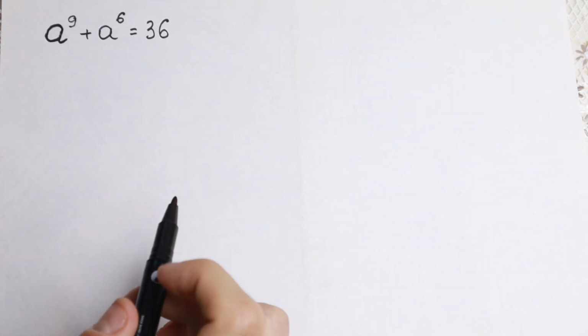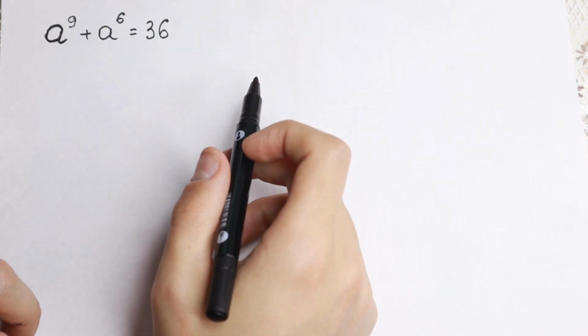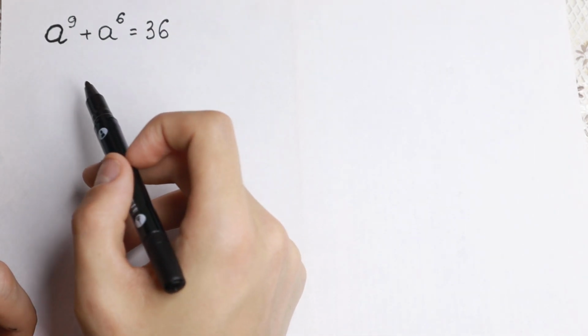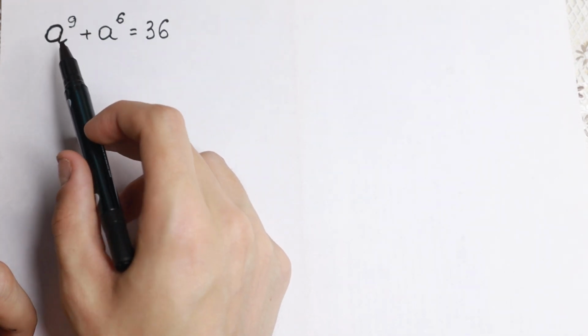Really interesting problem today. We have a to the 9th plus a to the 6th equal to 36. At first sight, this problem is really hard because we have a 9th power, so it looks like we could have up to 9 solutions right here. We have a lot of solutions, and the 9th power is not a good power.